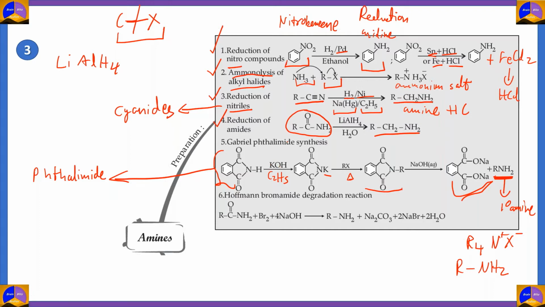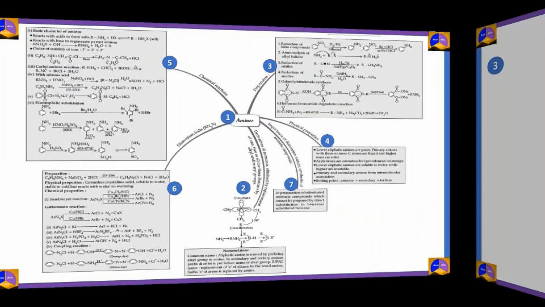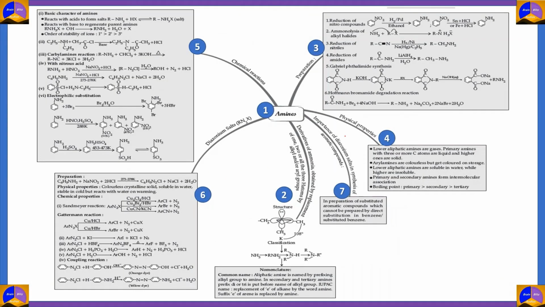The final reaction is Hofmann bromamide degradation reaction. So we have an amide here, and now we degrade it using bromine in the presence of sodium hydroxide to form primary amines and some other byproducts. And so these are the ways in which we can prepare amines using other formulas such as amides. So you can use amides, we can use phthalimides to form amines, like so.